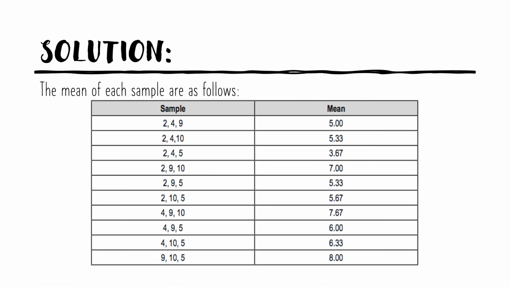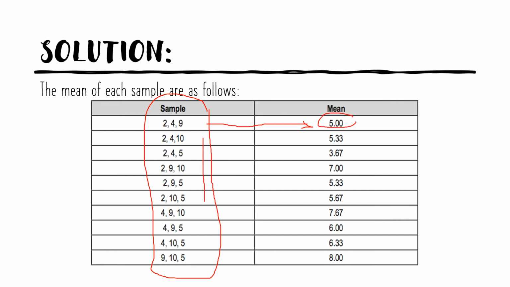So as the continuation of our solution, we're asked to find the mean of each sample as follows. In your first column, these are the possible combinations that we can get from the numbers involved with the size 3. So how can we get the mean of this one? We just simply get the average of these three numbers. So that will be 2 plus 4, that will be 6, plus 9, 15. If we divide this 15 by 3, that will be 5.